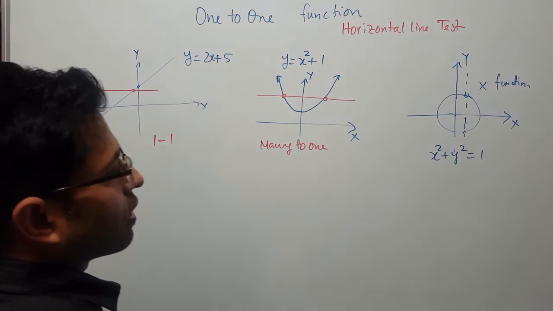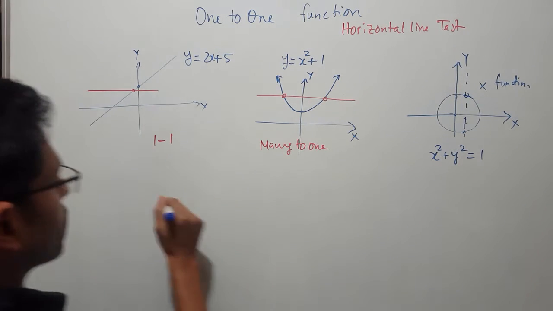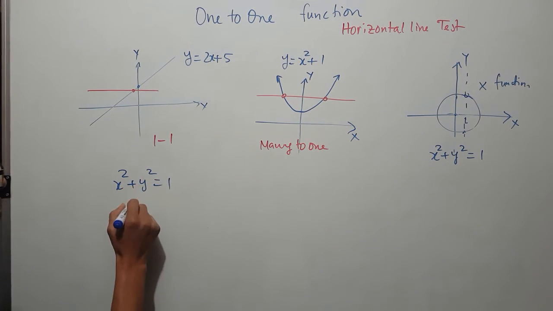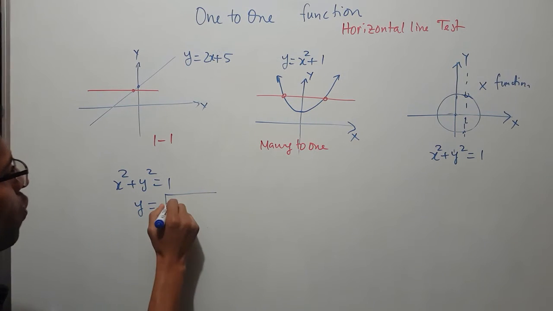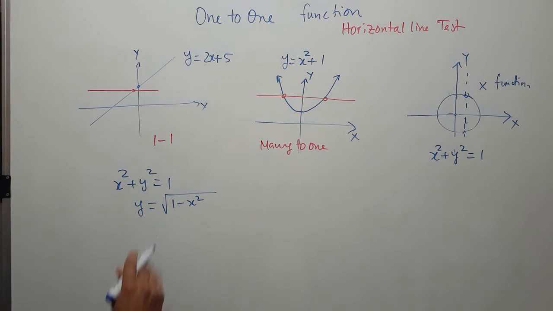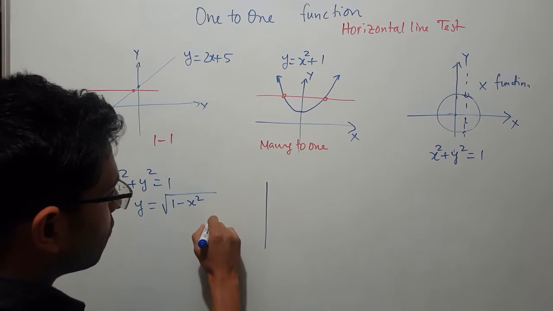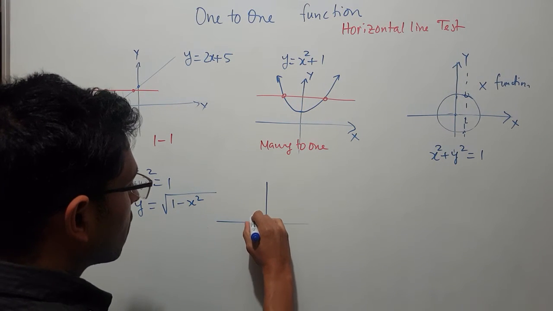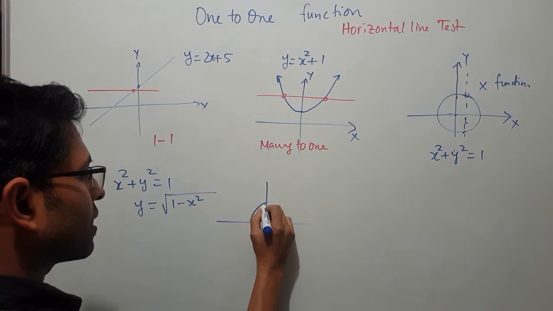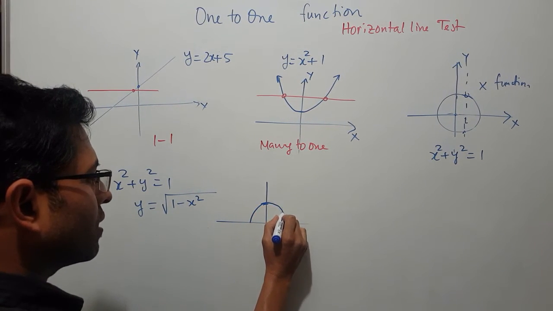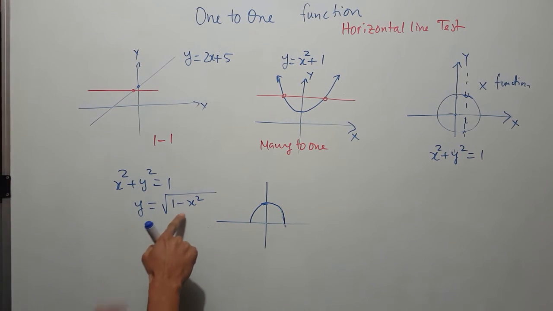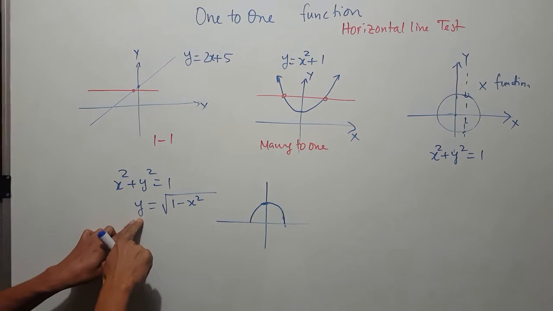But if you rearrange this equation, so if I say, okay, how about x squared plus y squared equals 1, and I just rearrange it and make it y equals square root of 1 minus x squared, then is that a function or not? Try to see that in the graph. So what I'm saying here is that it is a semicircle.